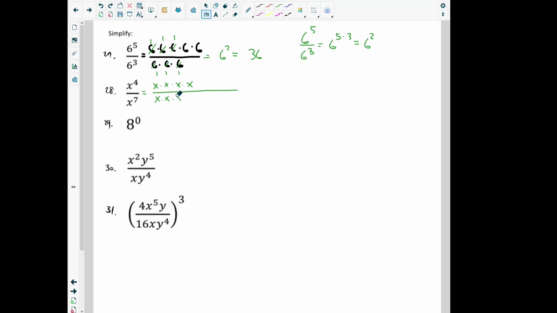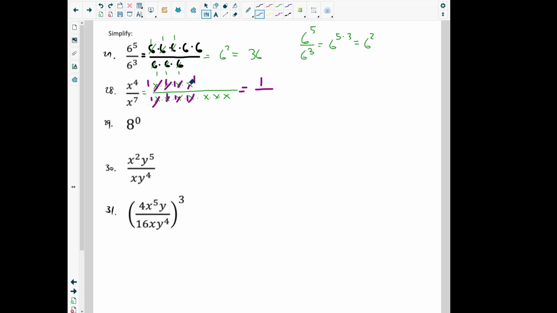I'm writing it out for you. Okay, and you could say, oh okay, these reduce, these reduce, these reduce, these reduce. So I'm left with 1 over. Now you've got to replace them with 1s. That's important. Otherwise, you'll forget that there's a 1 in the numerator.